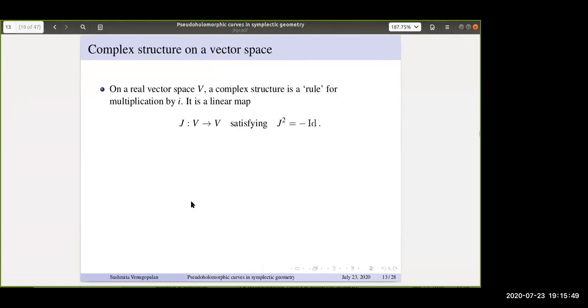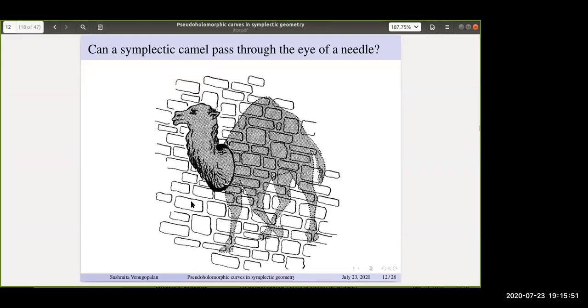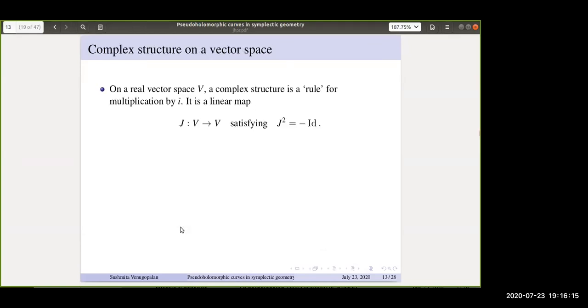Okay, so in the rest of the talk, I'm going to give an outline of the proof of Gromov's theorem. The proof uses pseudoholomorphic curves, which are an essential tool to capture whatever rigidity is there in symplectic manifolds. In order to define these pseudoholomorphic curves, I need an analog of a complex structure on a symplectic manifold. So that's what I'm going to define next.